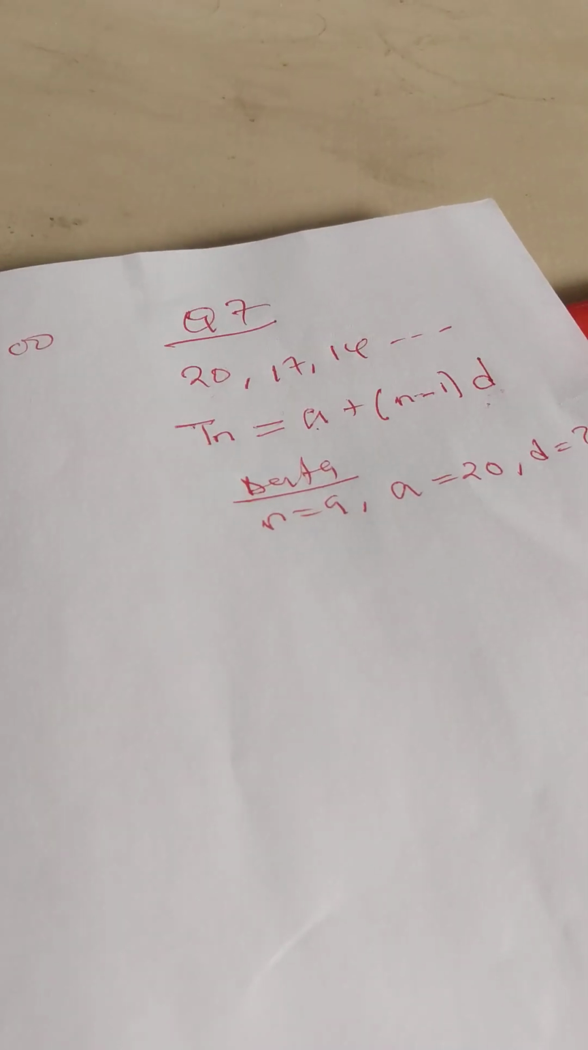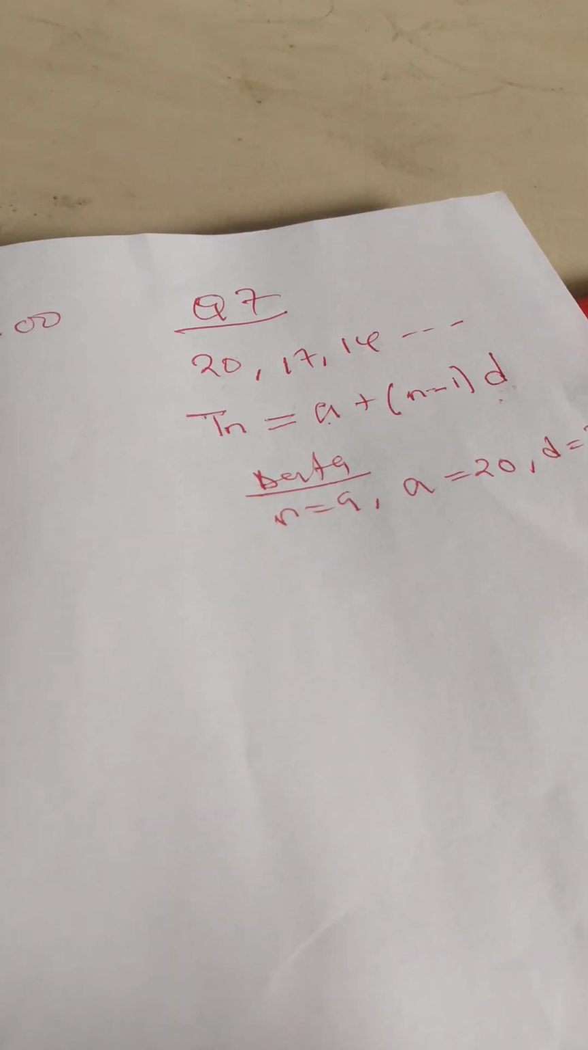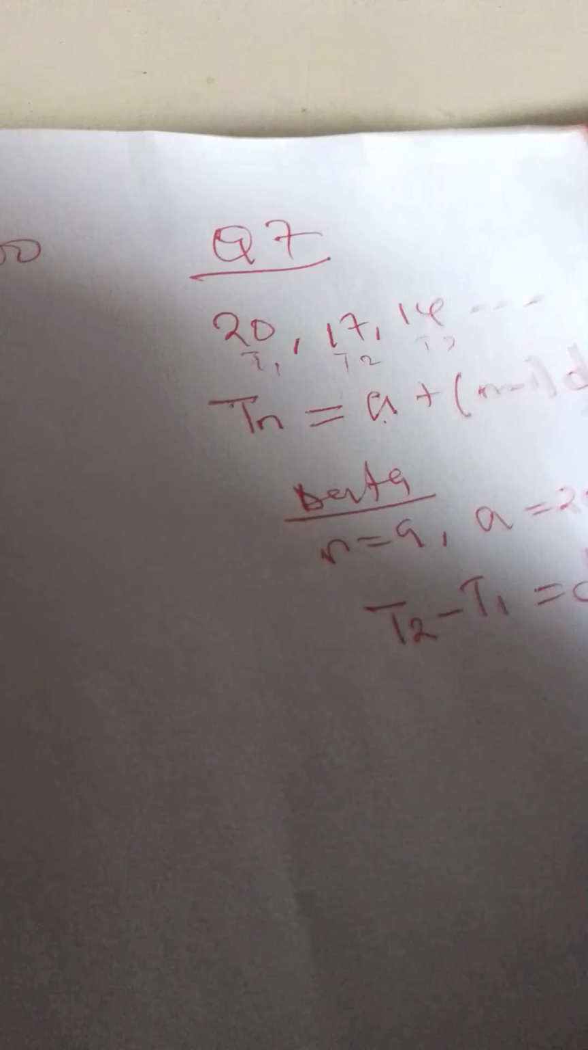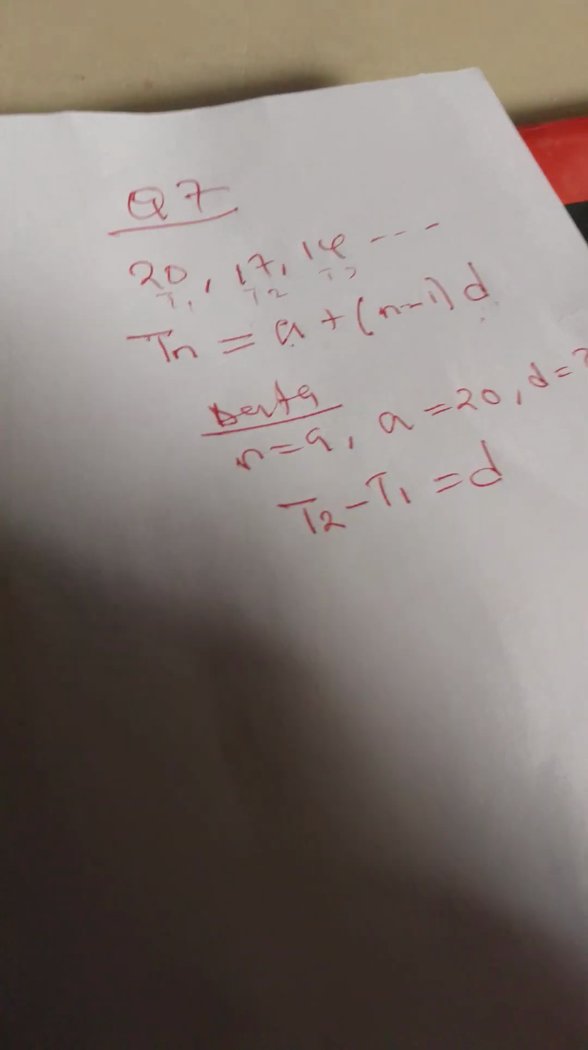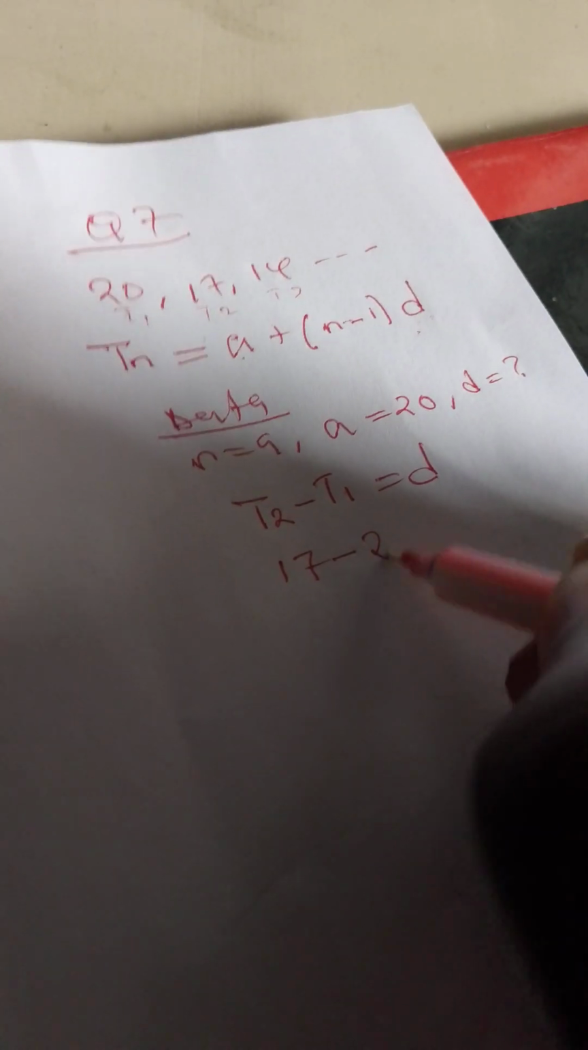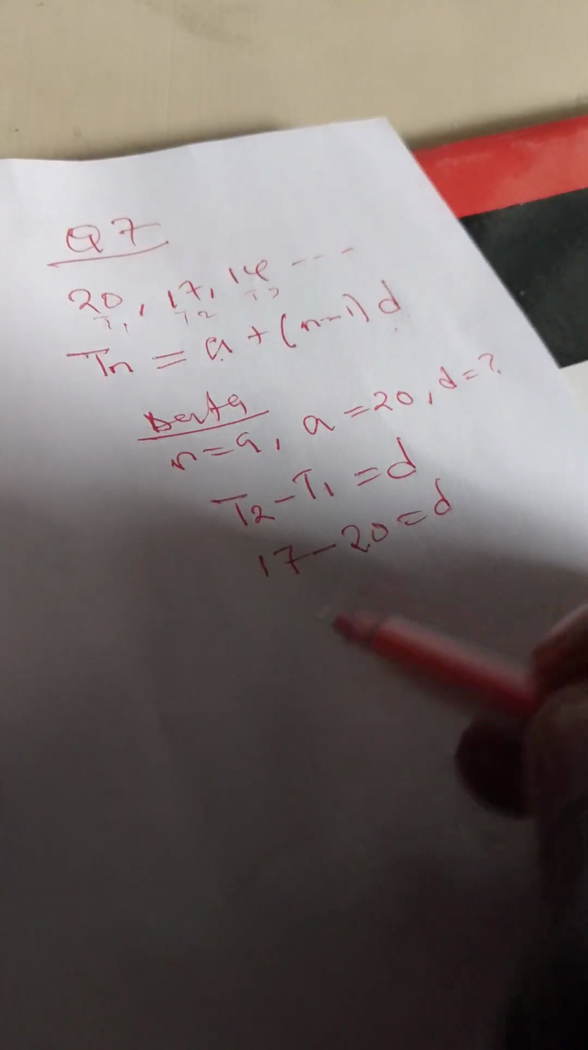To find D, the common difference of an AP, that is an arithmetic progression, you say term 2 minus term 1 is equal to D. So in this case, this is my term 1, term 2, term 3. Term 2 is 17. So I'll say 17 minus 20, which is term 1, is equal to D. 17 minus 20 is negative 3, so that is my D. Therefore, I can now look for my 9th term.